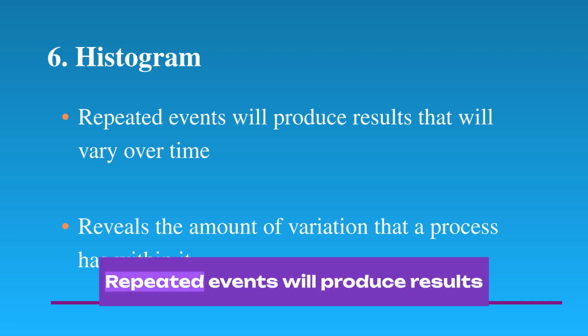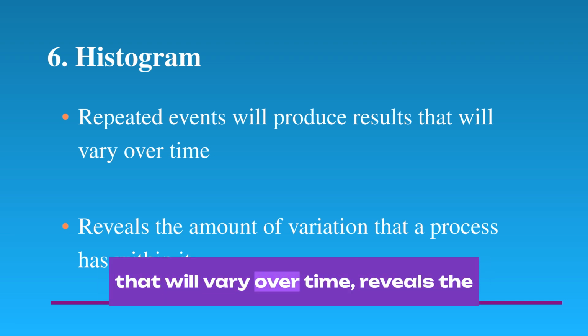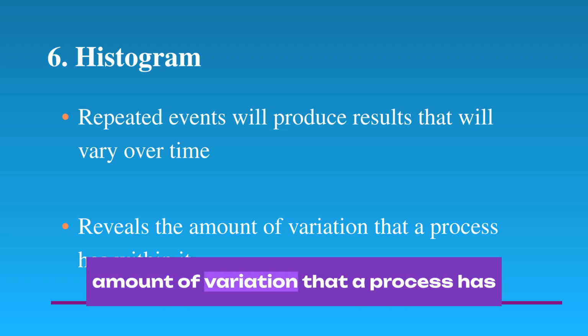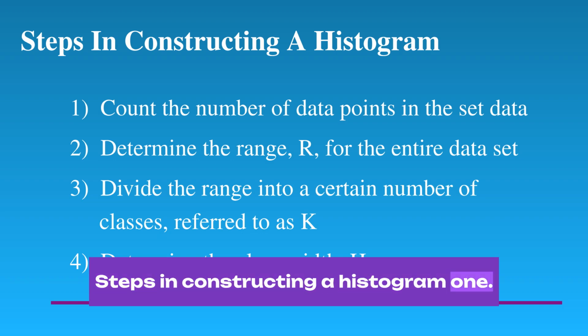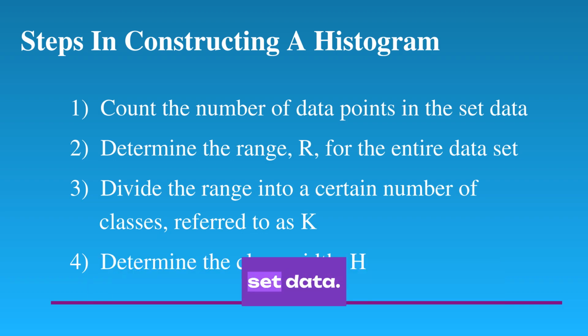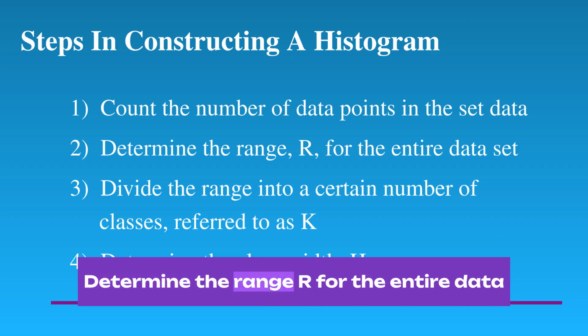Histogram. Repeated events will produce results that will vary over time. It reveals the amount of variation that a process has within it. Steps in constructing a histogram. 1. Count the number of data points in the dataset. 2. Determine the range, R, for the entire dataset.